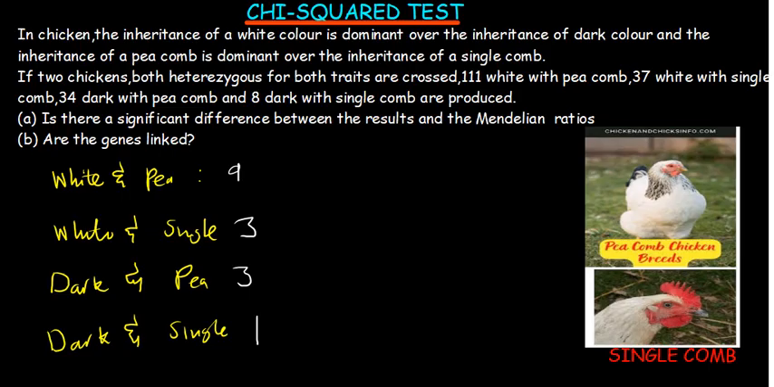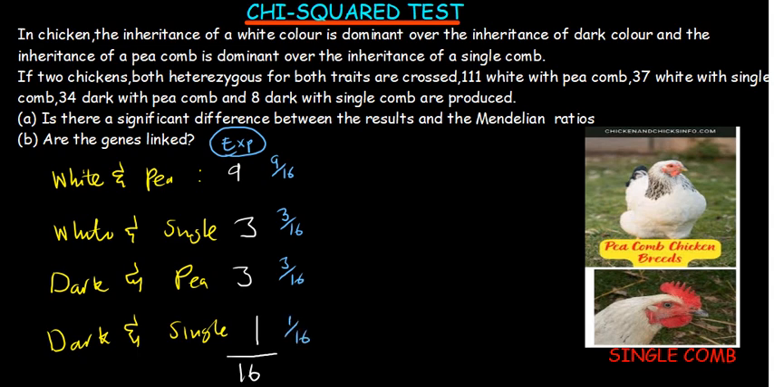So from here, let's look at the numbers. What will be the total for this ratio? So 9 plus 3 plus 3 plus 1, that is going to give us 16. And what of those which were actually produced? These are the ones which are expected, so let me just write here expected. Now these are not really numbers, but they are just ratios. So we expect 9 out of 16 to be white and P comb. We expect 3 out of 16, we also expect 3 out of 16 here, and then we expect 1 out of 16.